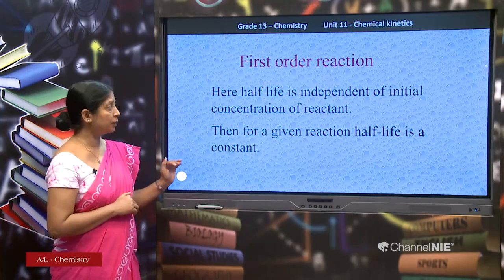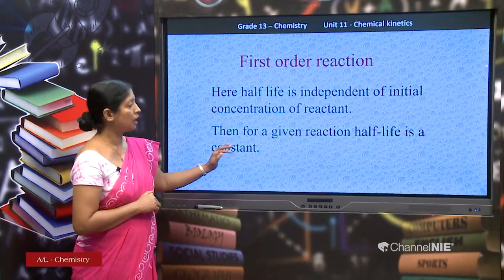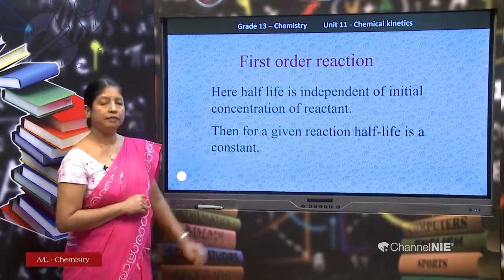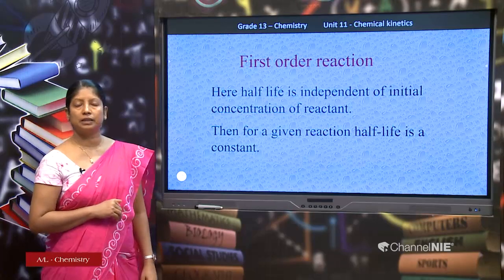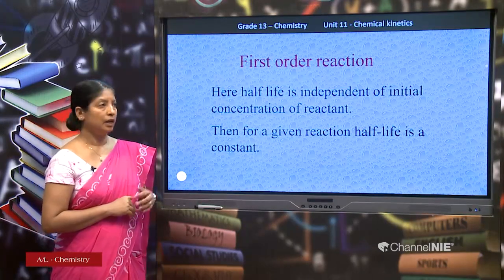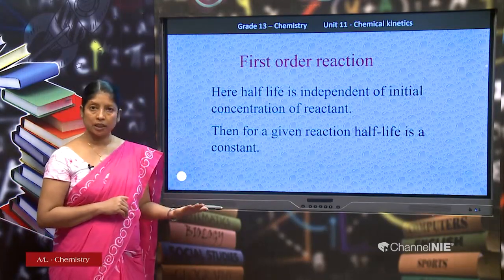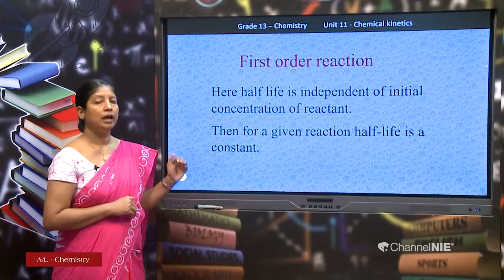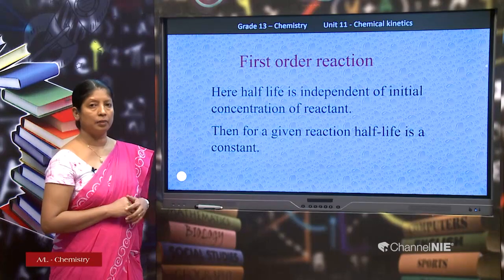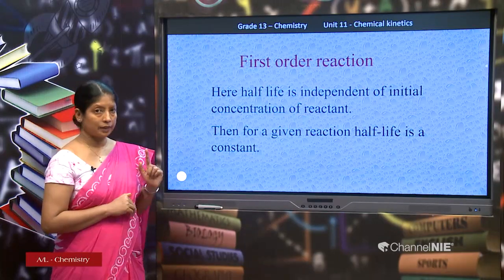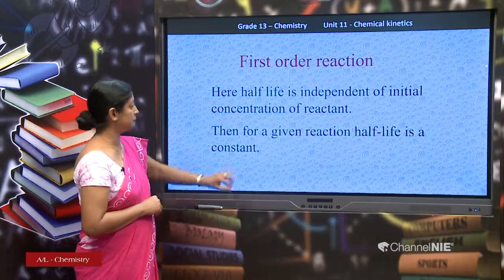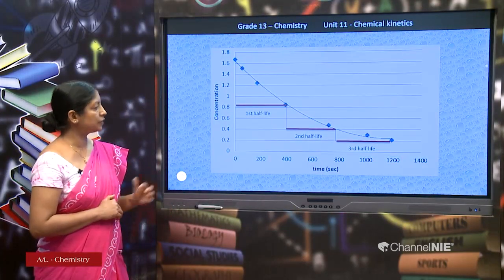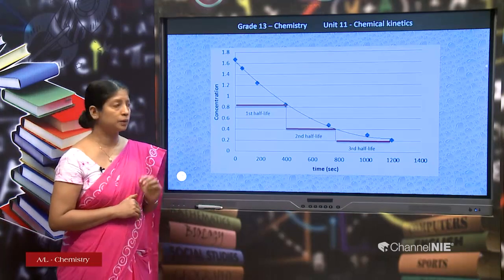Now, this you have to memorize. In a first order reaction, half-life is a constant. That means the half-life does not depend on the initial concentration of the reactant. If you are provided with 1 M initial concentration or 5 M initial concentration, in a first order reaction the time required to reduce that exactly to half is a constant. Here the graph is given for the variation of concentration with time in a first order reaction.